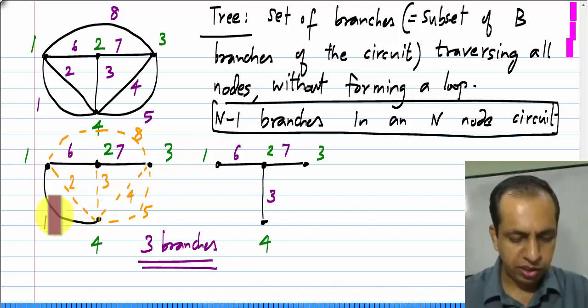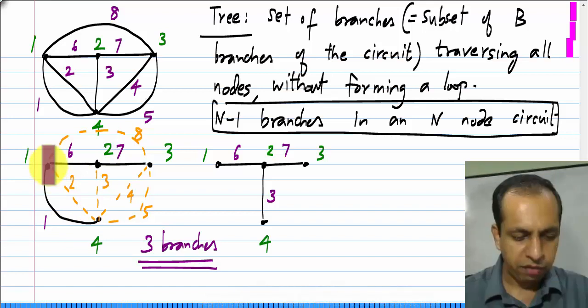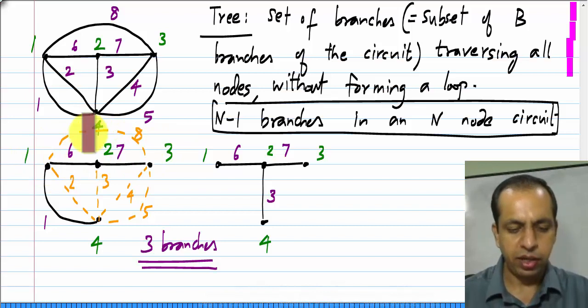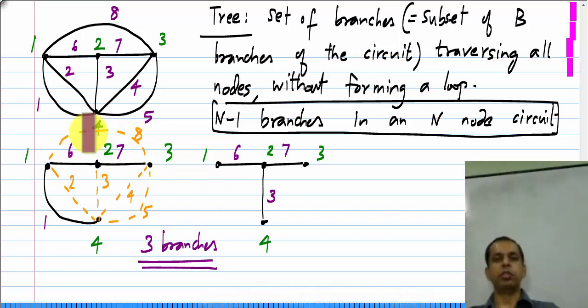If I add branch 3, there will be a loop over there, and if I add branch 8, there will be a loop formed by branches 6, 7 and 8. Okay. So, once you have a tree, you add any branch to it, you will form a loop. Okay. So, now it is very easy to count the number of loops.